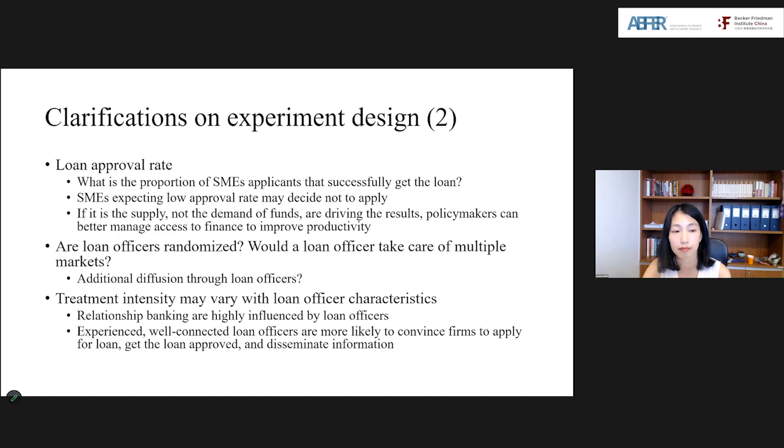improve the productivity. And I'm also curious about the loan officers, because I think one potential channel of diffusion might be through the loan officers. Also, the treatment intensity might vary with loan officer characteristics.